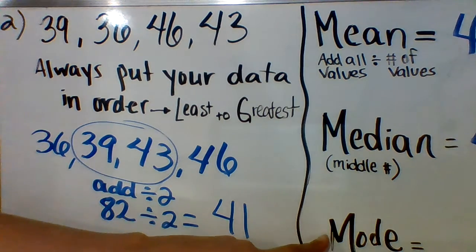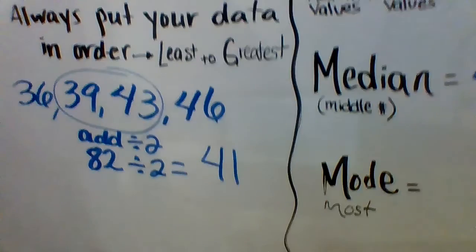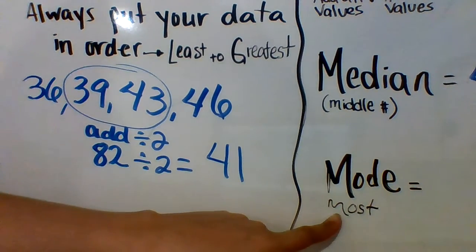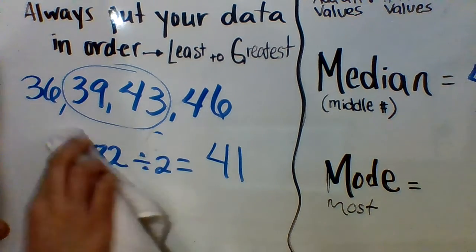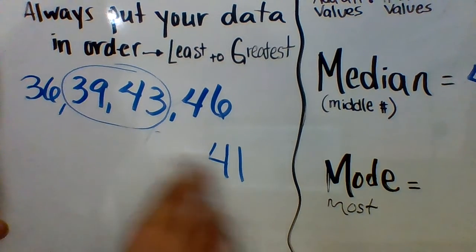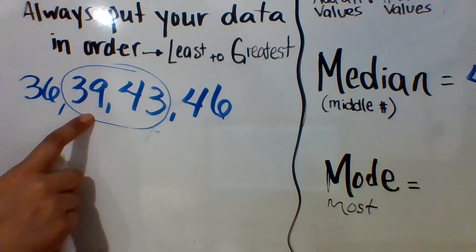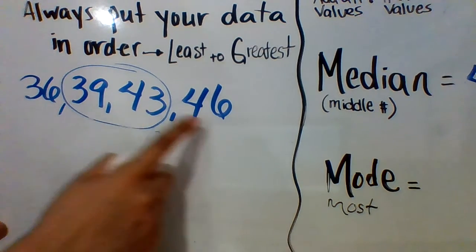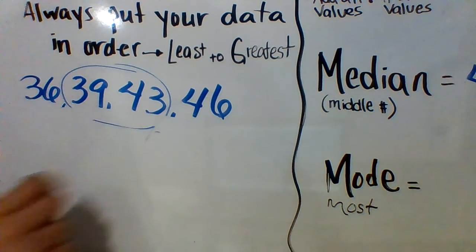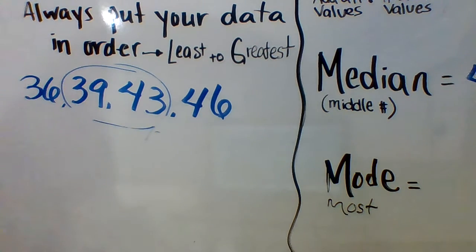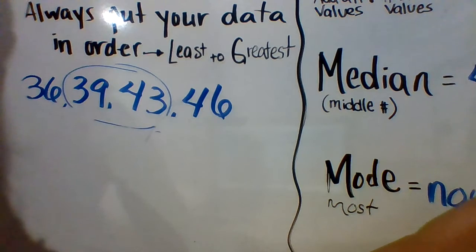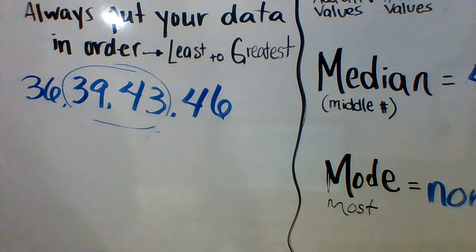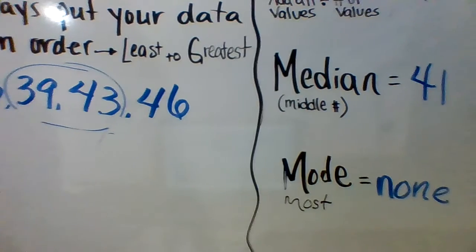Now your mode is the number that appears the most. And so if we look at our data here, we actually don't have any repeats. Every single number is different: 36, 39, 43, 46. They're all different. So for the mode, we don't have a mode. There isn't a number that repeats itself more than once. So for our answer, we are going to just put none.